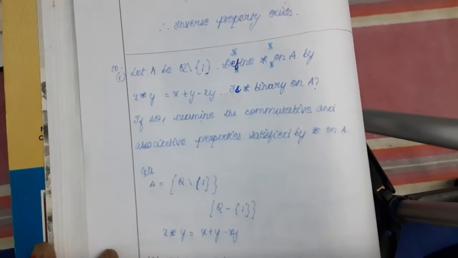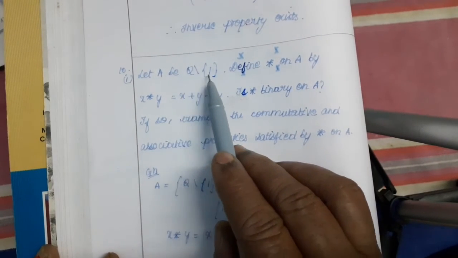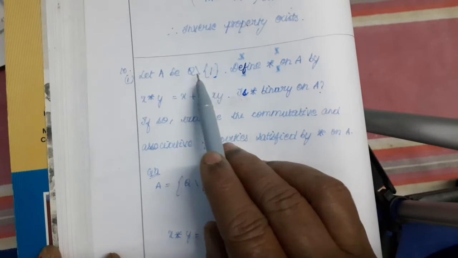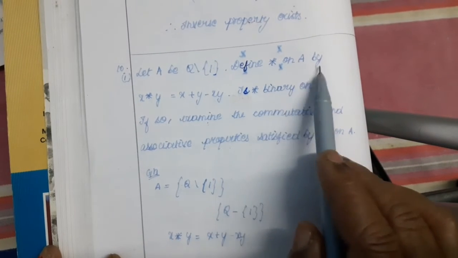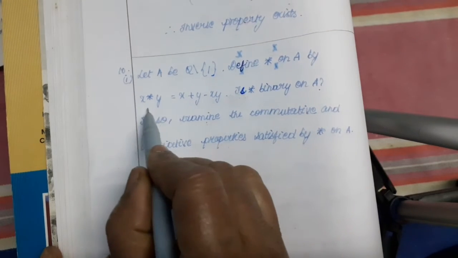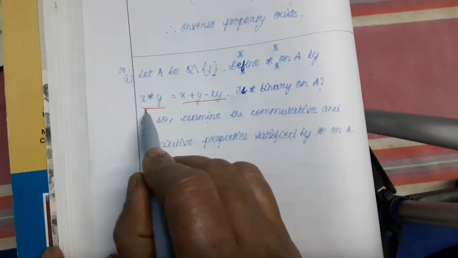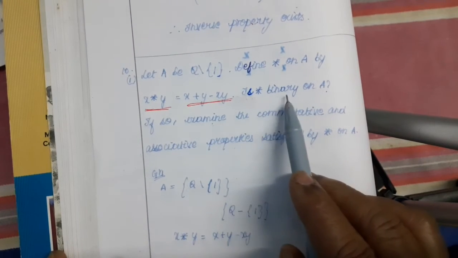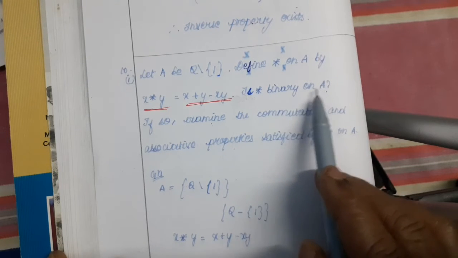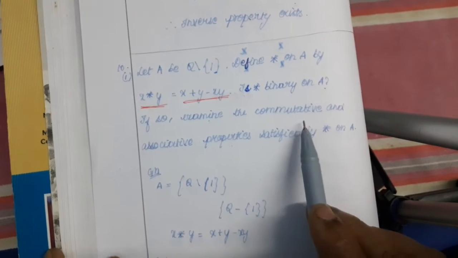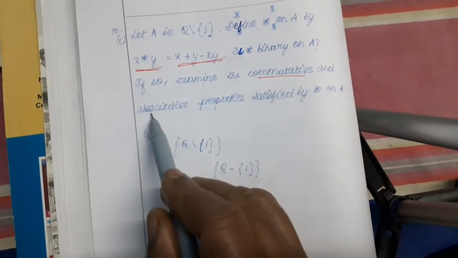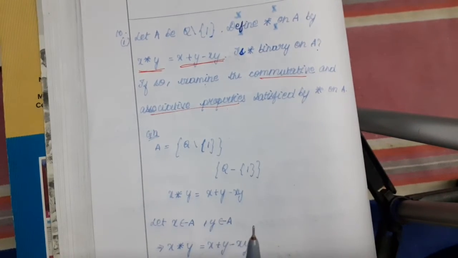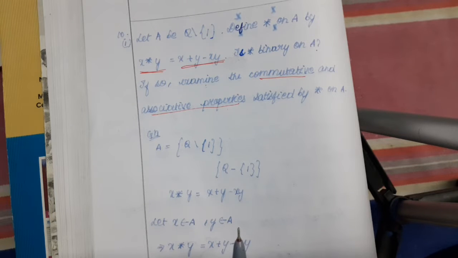Now come to the 10th one. Let A be the rational numbers except 1, Q minus 1. What is the meaning of except 1? Define star on A by X star Y equal to X plus Y minus XY. Is star a binary operation on A? If so, examine the properties: commutative property and associative property satisfied by the star on A. We are going to prove the commutative and associative properties. Similarly, in the second division, we are going to prove the identity as well as the existence of inverse.